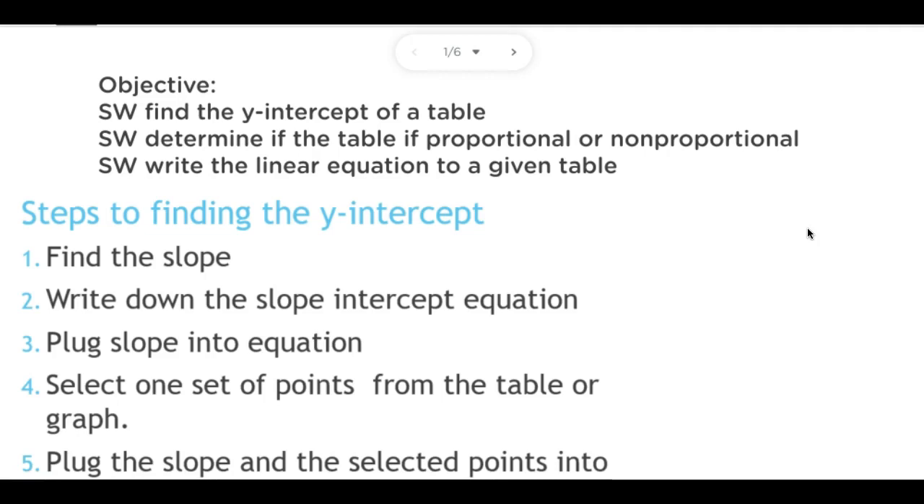All right, so our objective for this lesson is this. Students will find the y-intercept of a table. That's one. Students will determine if the table is proportional or non-proportional. That's what we did in the previous lesson. Students will write the linear equation to a given table. So there's three things that we need to be doing on this lesson, and there's really going to be four. And the fourth one is going to be finding the slope. All right, so let's get into it.